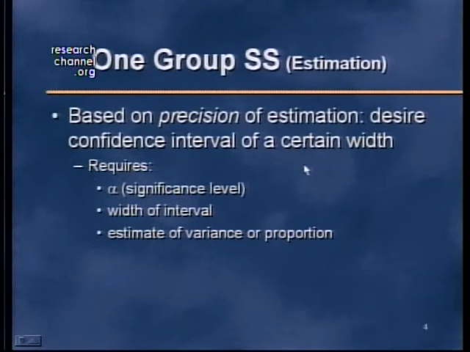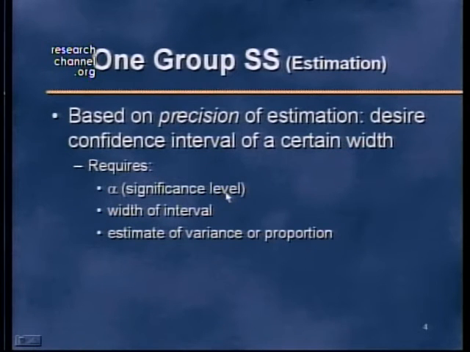we'd like to be able to quote that our study results have resulted in a confidence interval of a certain width. So that meant that up front, we had to specify the significance level, alpha, the probability of type 1 error. We had to specify the desired width of the confidence interval, plus or minus so many units. And we had to have some estimate of either the variance in our measurement, if we were dealing with continuous measures, or an estimate of the proportion.